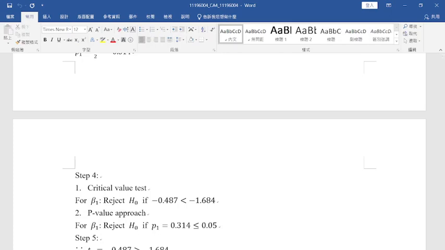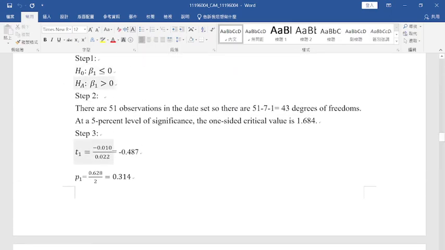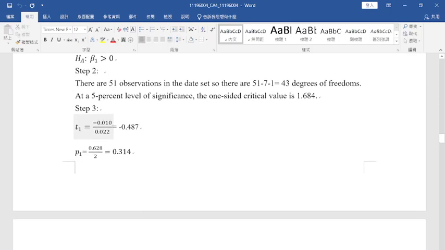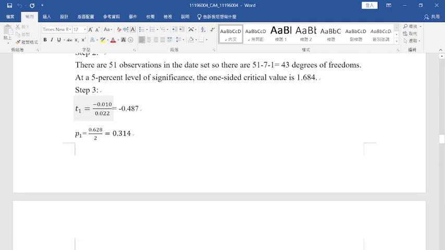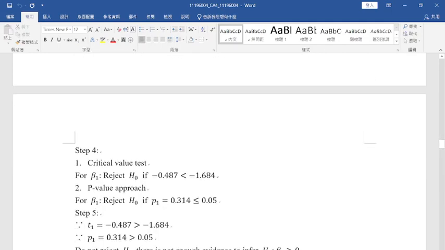Wrong. The critical value always follows the sign of your alternative hypothesis. What is our alternative hypothesis? It's positive. Therefore, the critical value should be positive. So here is correct. So now, you need to compare this one with the positive critical value. This is very important.